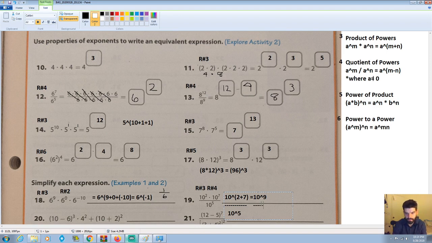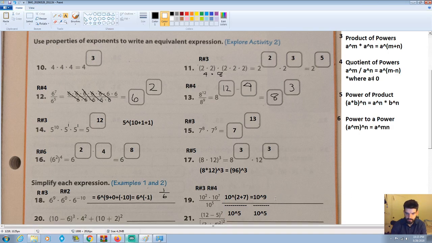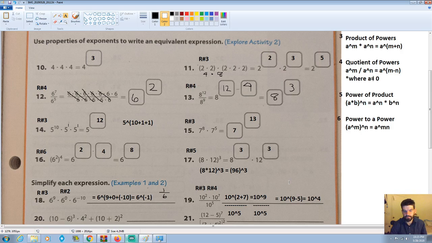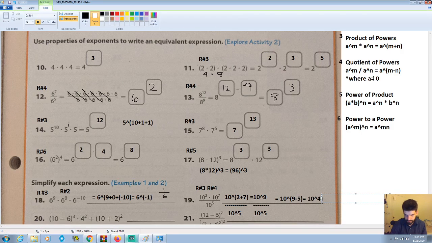10 to the 9th over 10 to the 5th. Because they are like bases, we can now use the quotient of powers rule. So this is now going to be equal to 10 to the 9 minus 5 power, which is going to be equal to 10 to the 4th power. And that's going to be equal to 10,000.